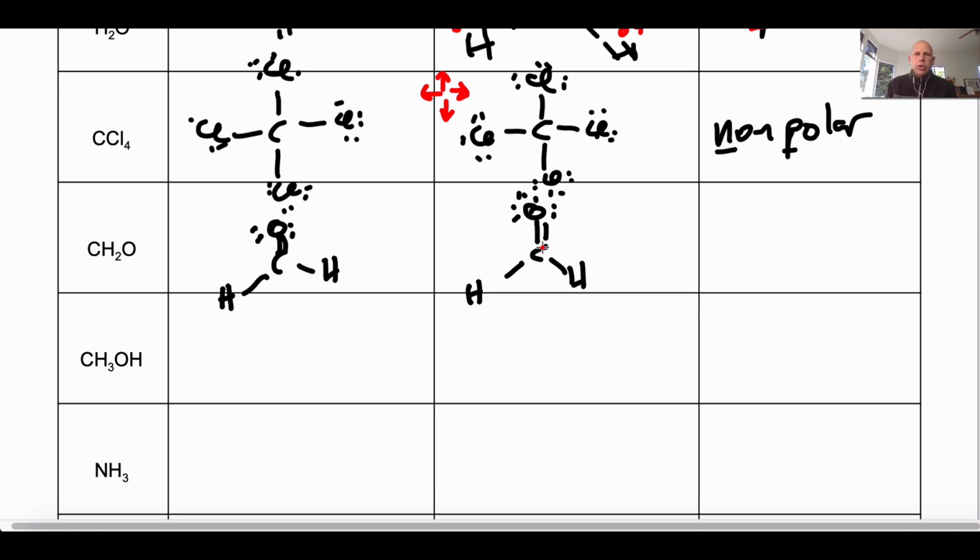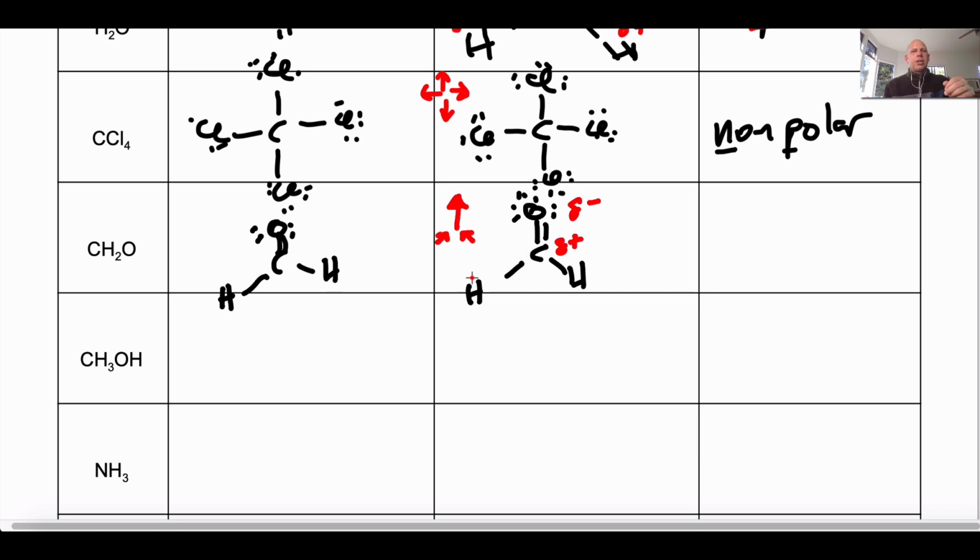O is more to the right on the periodic table than C, so there's a dipole going up here. And C is more to the right than H. Since everything's going in this direction, they're not going to cancel at all. So we are going to get dipoles here. This is going to be partially negative, and this is going to be partially positive.